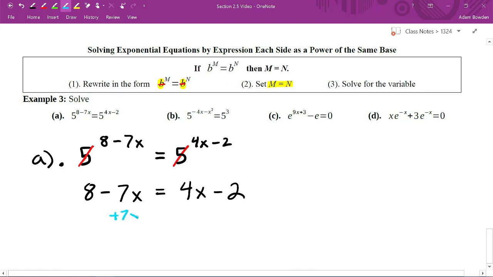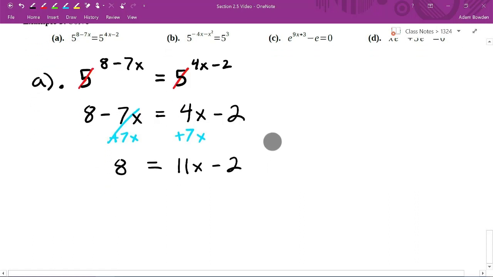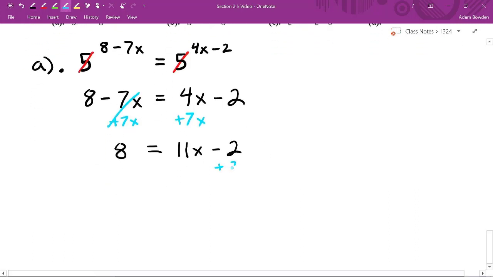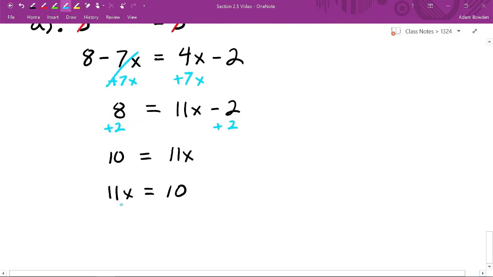I went ahead and added the 7x over to both sides here. So we can write that as 8 equals 11x minus 2. We'll add the 2 over to both sides. 10 equals 11x, or 11x equals 10. We'll divide out the 11 from both sides, and we'll write it as x is equal to 10 over 11.